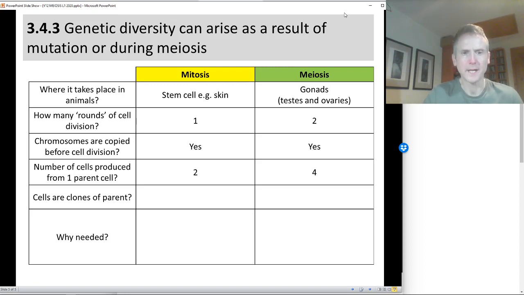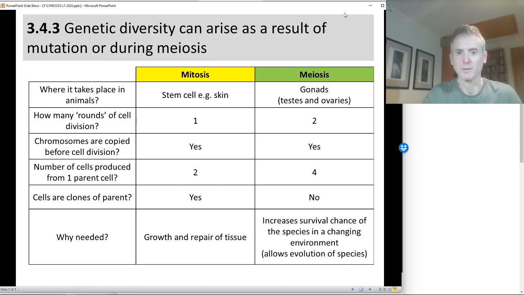And cells are clones of parents in mitosis? Yes, they are. And hopefully you can write a nice big answer as to why, about identical chromatids separating and then the chromosomes being pulled to opposite poles. In meiosis, the whole point of it is no, they're not clones. And therefore, why do we need mitosis? Well, as I said at the start, it's needed for, I can hear you all shouting out the answer, growth and repair of tissue. Whereas meiosis gives us variation, and variation is crucial for evolution.